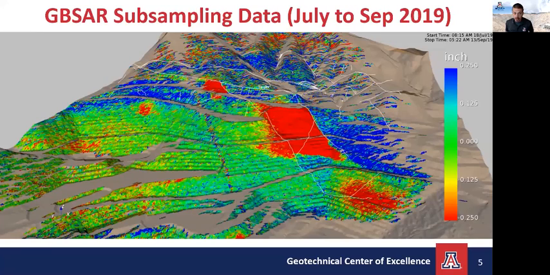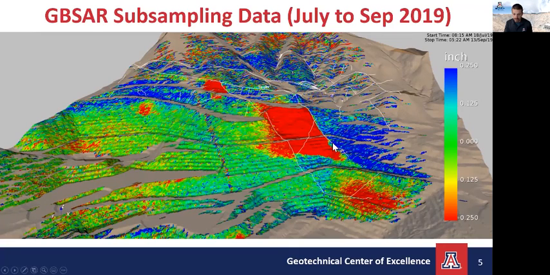So here's the ground-based synthetic aperture radar data, and it's a subsampling data set. We're going to do a presentation in a few weeks on subsampling specifically. What you should think of subsampling as is a technique applied to synthetic aperture radar to look at smaller rates and to help reduce atmospheric noise over time. This is from July to September, so a pretty long time frame to look at. We're looking at a plot of cumulative displacement with a fairly low scale. The scale goes from negative a quarter inch to positive a quarter inch.